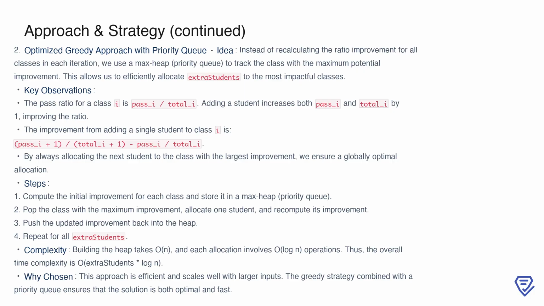The process involves computing the initial improvements for all classes and storing them in a max heap, then repeatedly allocating students to the top class, updating its improvement, and reinserting it into the heap. This approach is highly efficient, with a time complexity of O(extra students × log n), where n is the number of classes. It was chosen because it strikes the right balance between simplicity, efficiency, and scalability.